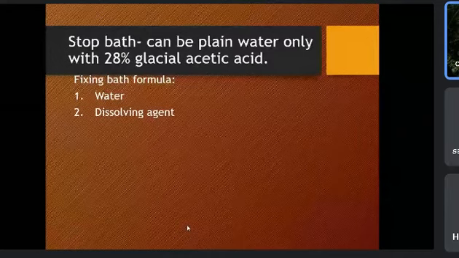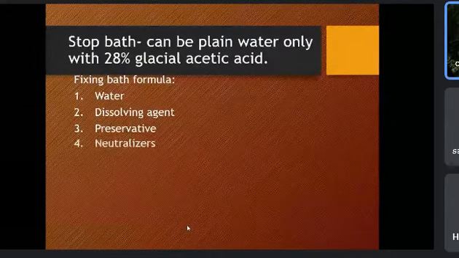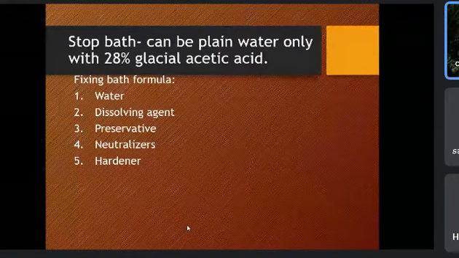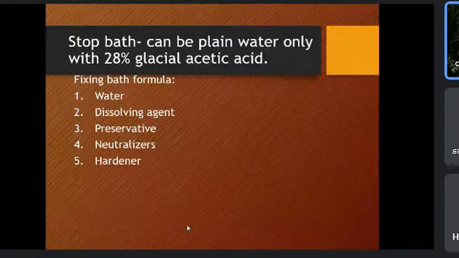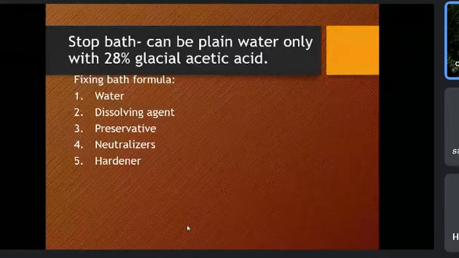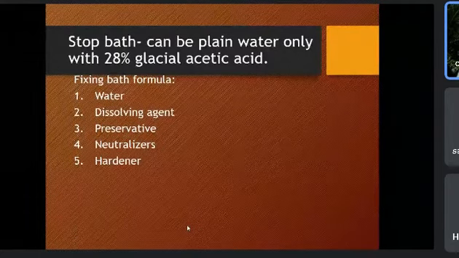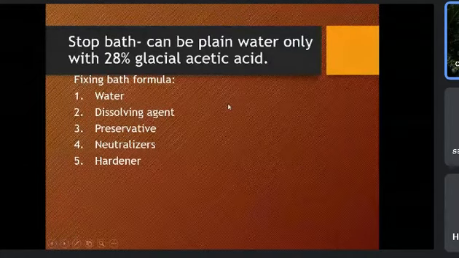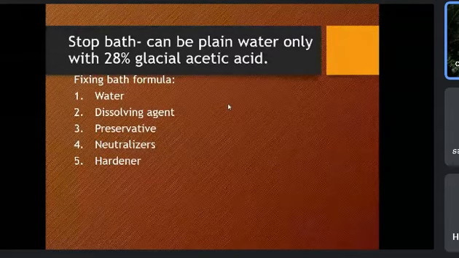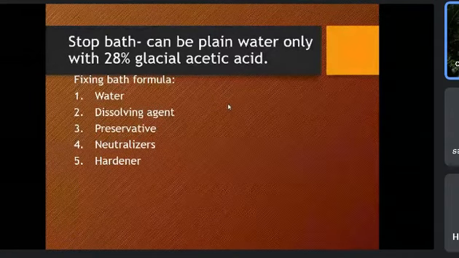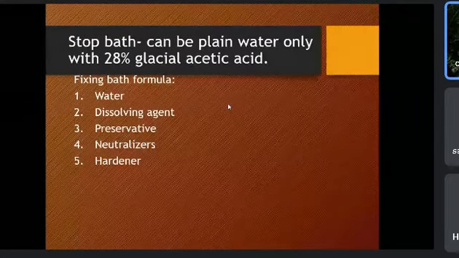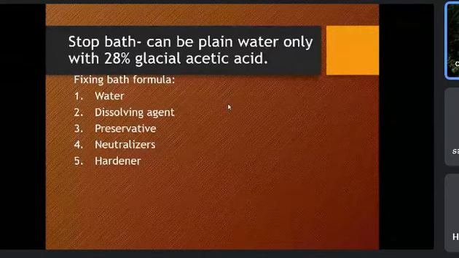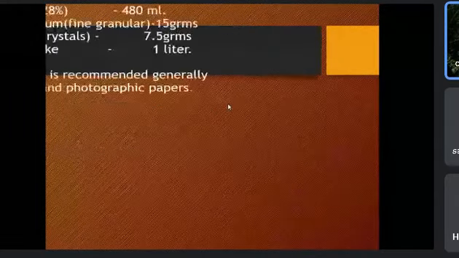Fixing bath formula needs water, dissolving agent, preservative, neutralizers, hardener. So that the acid fixer and acid developer do not mix. From the acid developer, you agitate the photographic paper, depending on the strength of the acid developer. Usually it is only 10 seconds when it reaches the stop bath, it cannot be too long, then going to the fixer, then washing right away. Then drying.